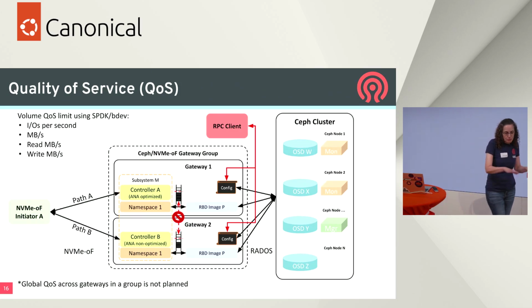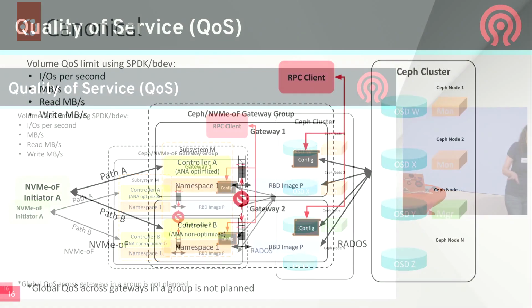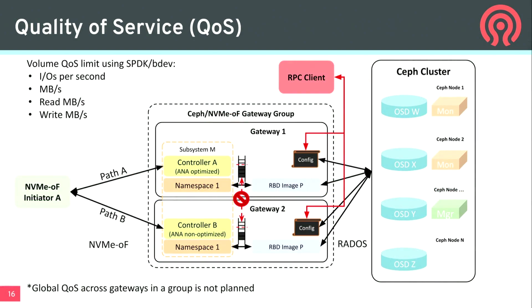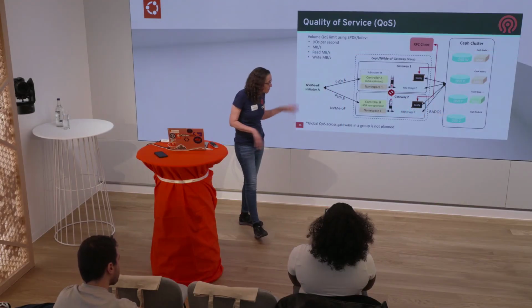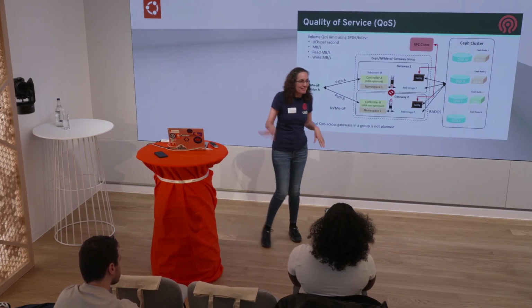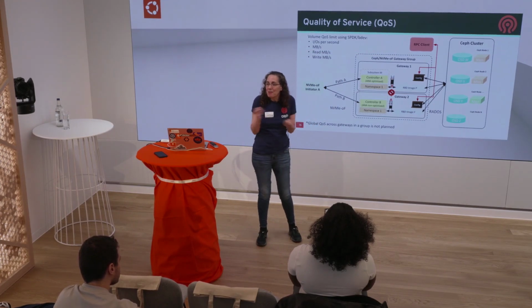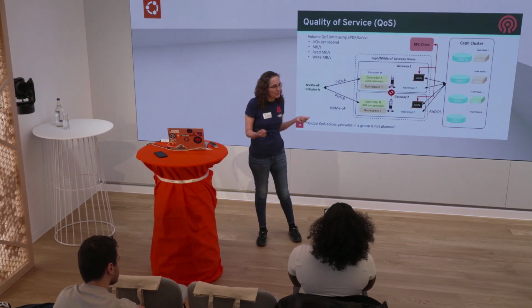The only thing you need to understand is that it's not cluster QoS, it's for a single gateway. So if for some reason you access the namespace from different gateways, which we don't allow for a J, QoS will be per gateway. And currently there is no plan to make it distributed. I think the previous talk can convince you how complex it is to do distributed QoS.